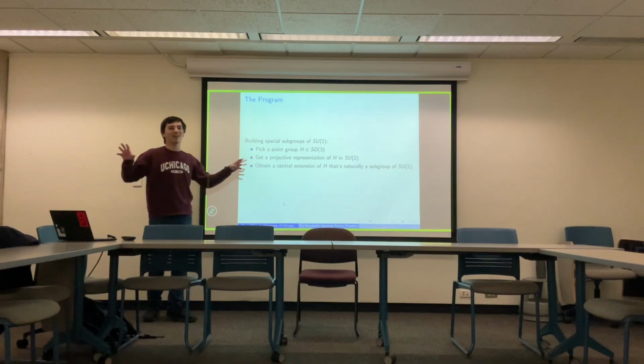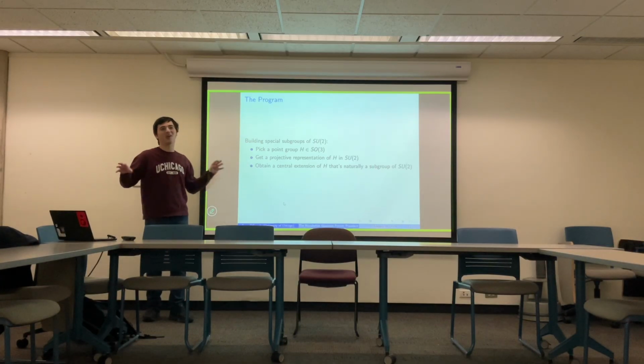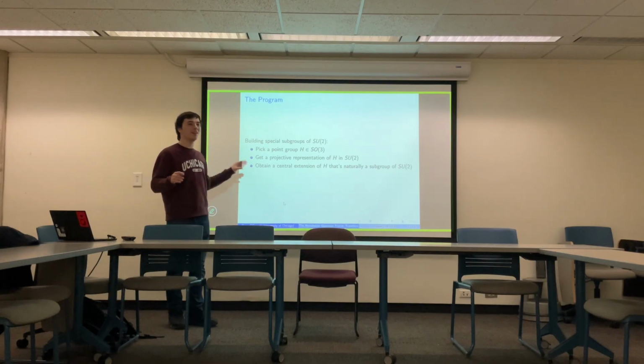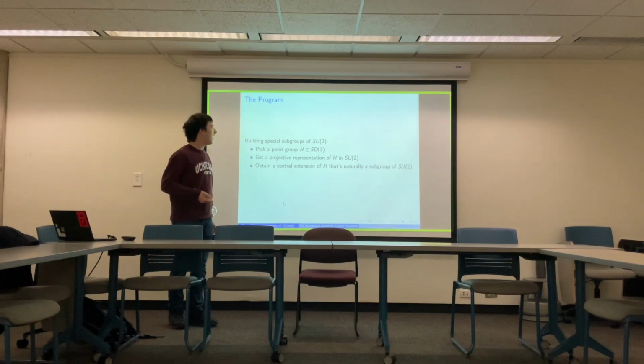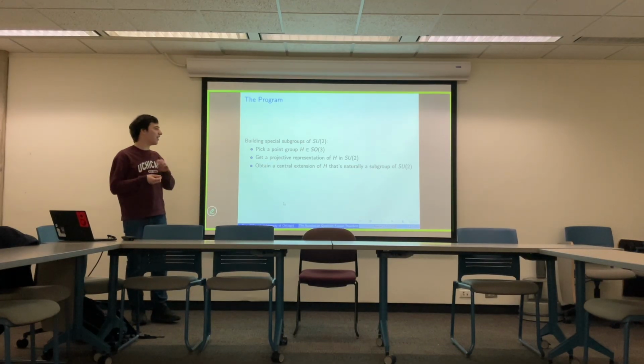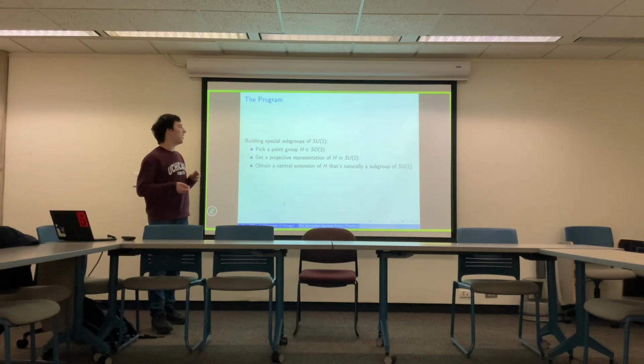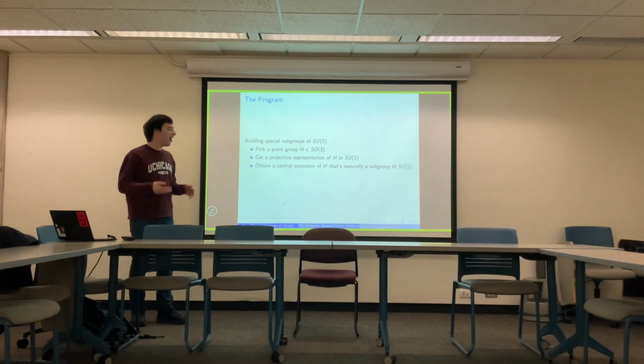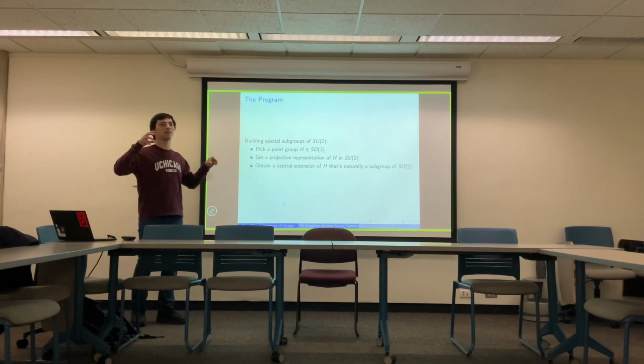And so I'm gonna give you a little program for how we're gonna make magic happen. So we can start by picking one of these point groups, these chemist-favored symmetries of molecules in SO3. Then if we pick this subgroup, we automatically get a projective representation of that point group in SU2. But then that lifts to a central extension of the point group that's naturally a subgroup of SU2. And in this way, we kind of pick out special subgroups of SU2.